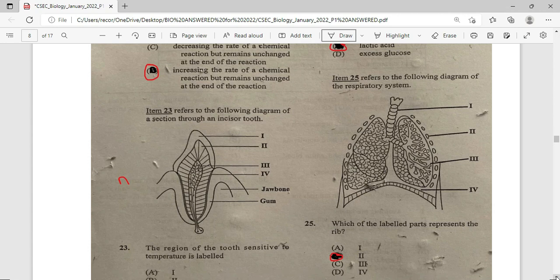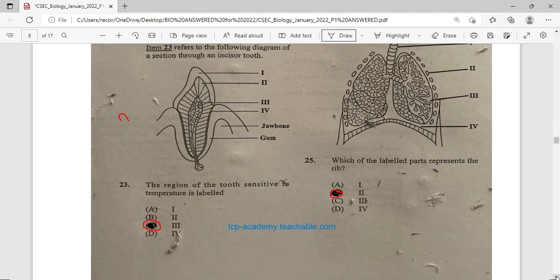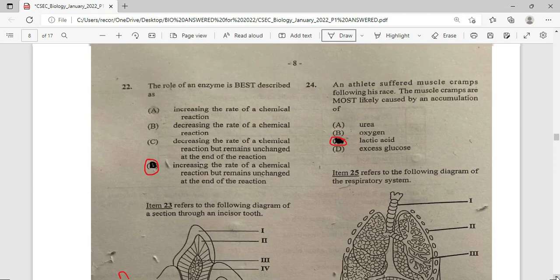Now 23 is a new question, and it says the region of the tooth sensitive to temperature is labeled. Now we have the pulp cavity at 3 that is sensitive, but it's also true that the dentine is sensitive. You are going to make your value decision there. As usual, Mr. Wilson never makes all the decisions for you. 24. This is an old question, so you can read on the screen as is. Our answer here is C, lactic acid.